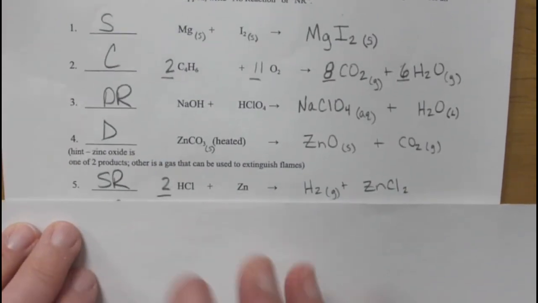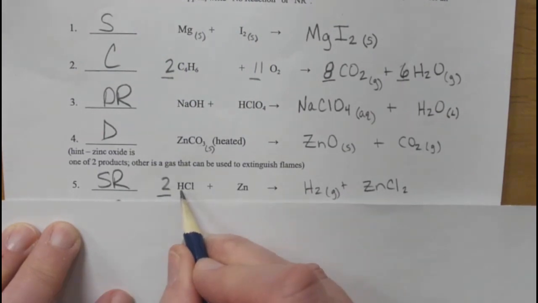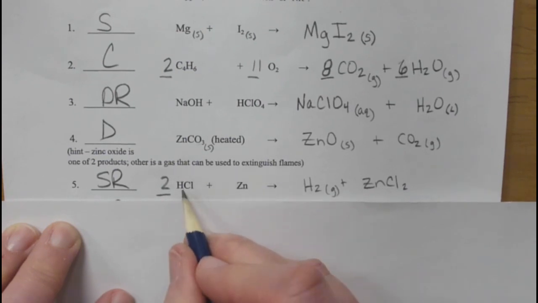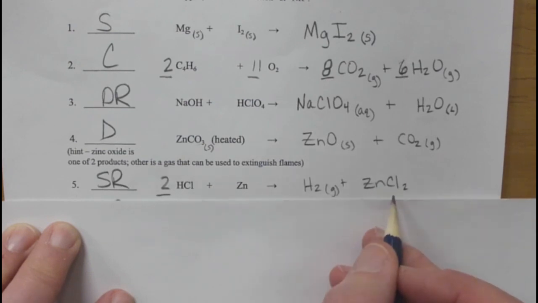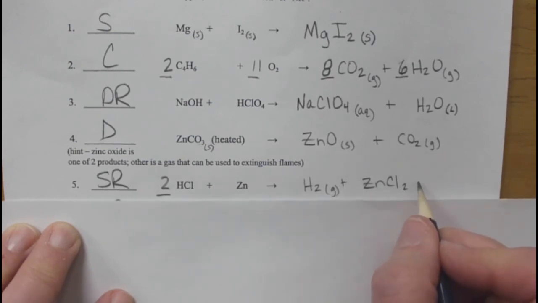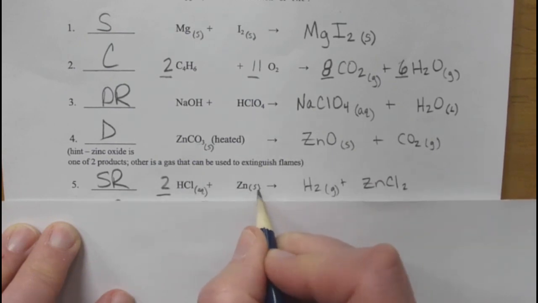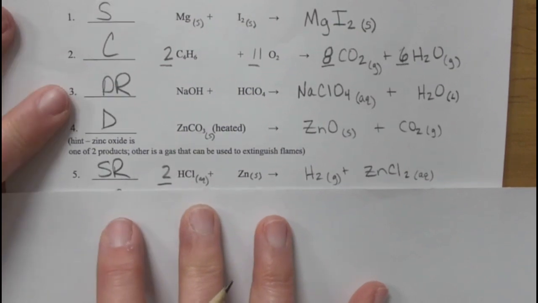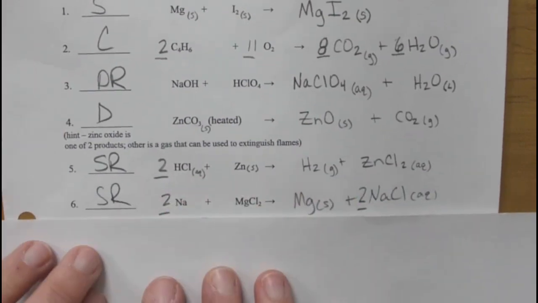Number 5, we have a single replacement reaction because we have one thing that's looking to replace something else in this compound and take its place. So we use our activity series. We see that zinc is definitely above hydrogen, so it can replace the hydrogen. So now hydrogen gas is by itself. Zinc is bonded with the chlorine. I should have told you that this is aqueous. This is solid. For single replacement, it's always going to be like that. And so then this is also going to be aqueous. And when we balance it, that's a 2 there, and the rest is good.